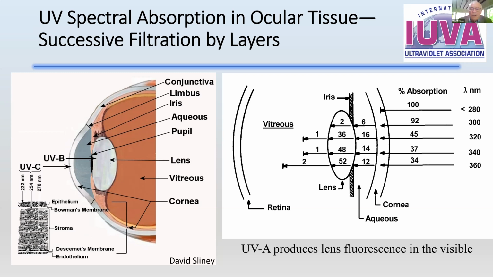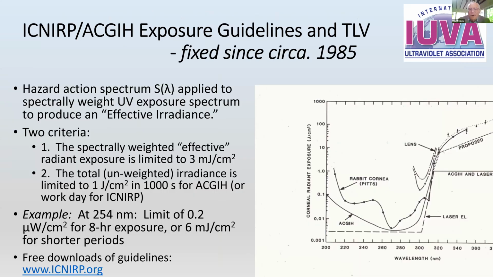We have exposure limits that have been developed over the last decades and have been largely unchanged since 1985. There are several groups that have proposed these, and they're basically identical. They are identical in the ultraviolet C. That's the International Commission on Non-Ionizing Radiation Protection, or ICNIRP, and the American Conference of Governmental Industrial Hygienists, ACGIH, which also has basically the same limits and actually preceded the ICNIRP proposals by a decade.